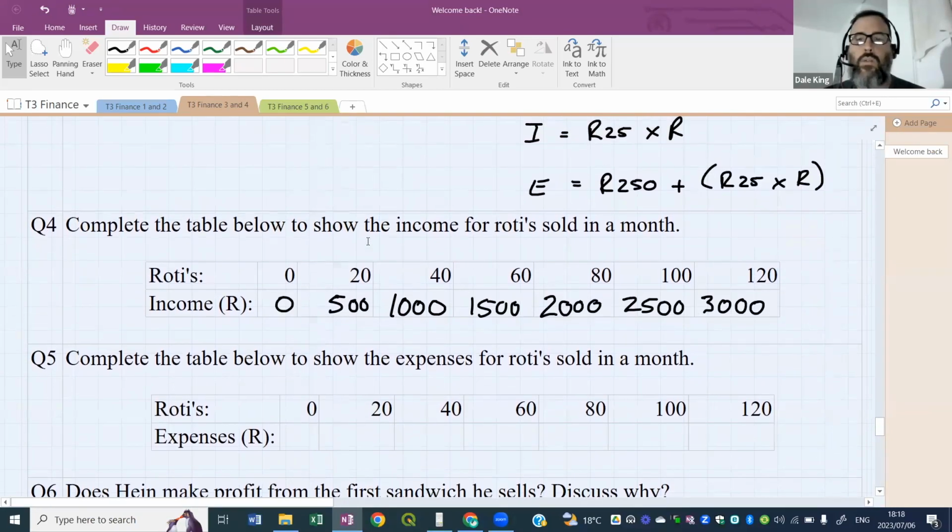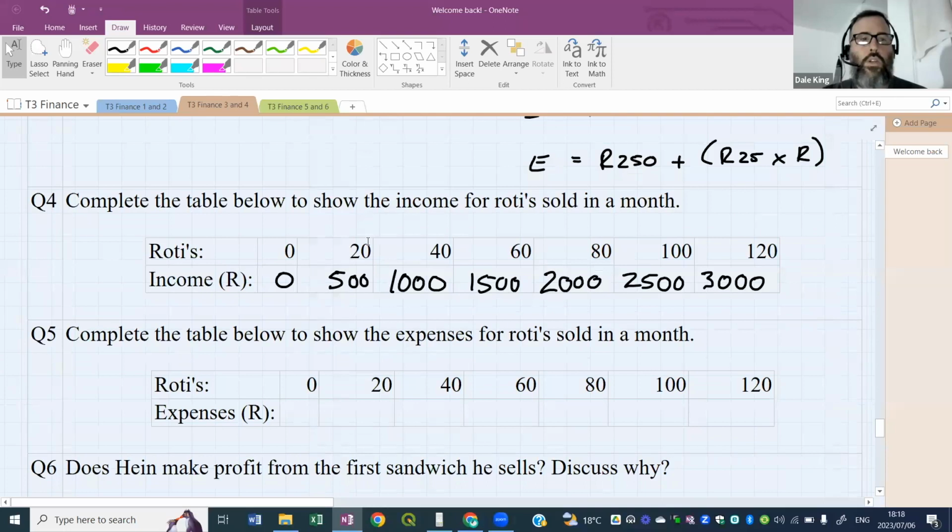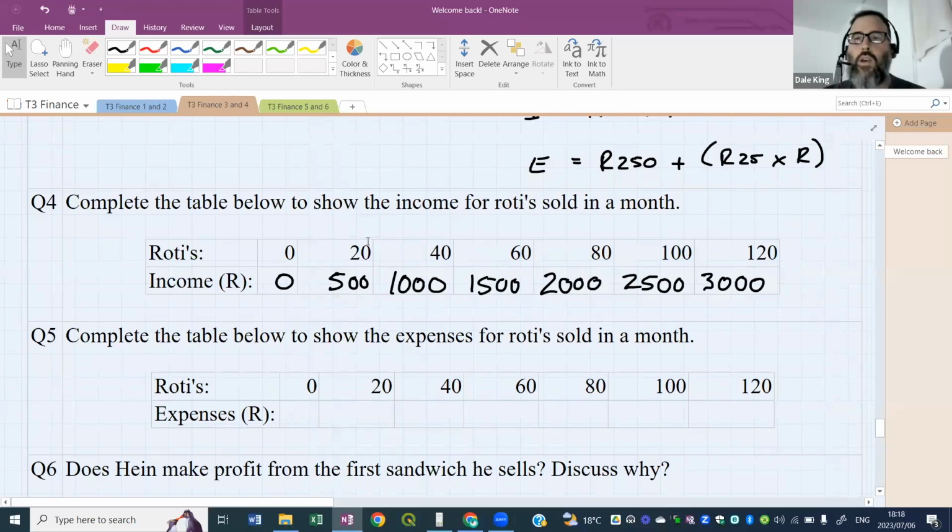Now, let's have a look. So question 5, here we go. So now we're going to do the expenses, all right? So question 5 says, complete the table below to show the expenses for rotis sold in a month. There's the equation up there. I need a volunteer, please. Katlecha did a good job. I need someone else to help me with a calculator. Bianca.